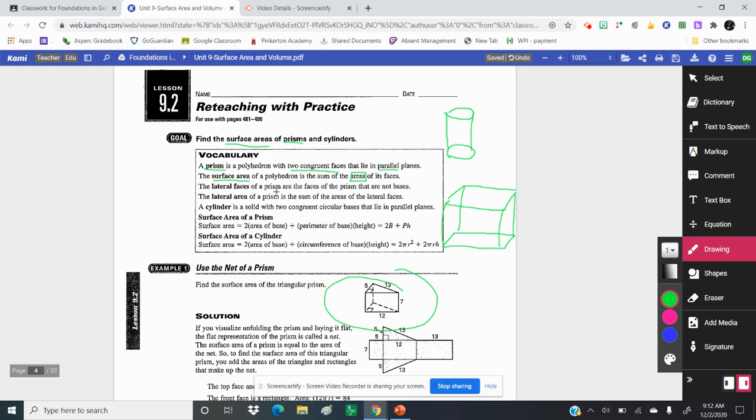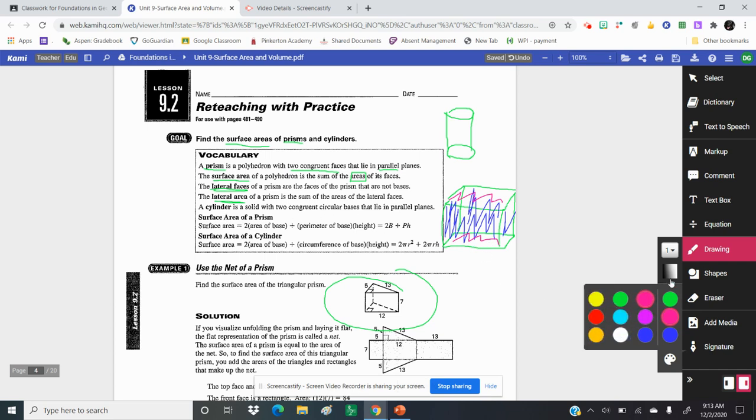If you're trying to find the surface area, you're going to add up all of the areas of the whole thing. But there's also a thing called the lateral area and the lateral faces, and those exclude the top and the bottom. So if I wanted to find the lateral area, I would only take the area of the front piece, the side pieces, and the back piece, and I would not include the top and the bottom. So the lateral area would just be the area of the blue pieces, and the surface area would be the blue and the pink all together.